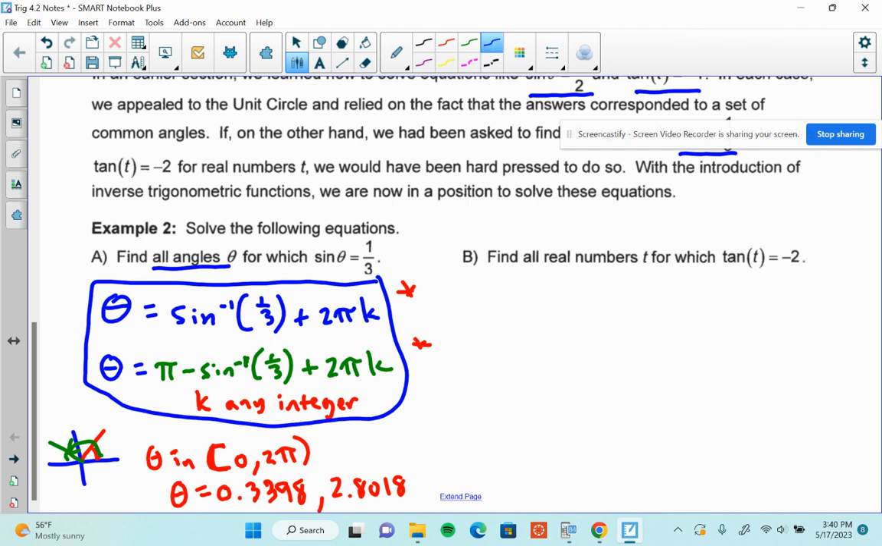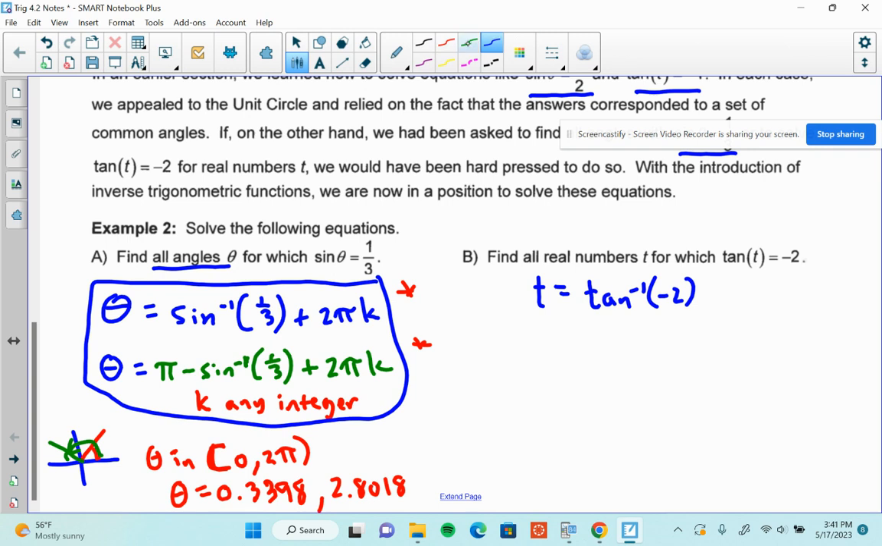Okay, so for part B, find all real numbers t for which tangent of t equals -2. Well, what I need to do is t equals tangent inverse of -2. So t is the angle. So to find the angle, I do an inverse trig function. So that will get me back to the angle. So t is tangent inverse of -2. And if I needed a decimal approximation, I can just grab my calculator and do tangent inverse of -2.